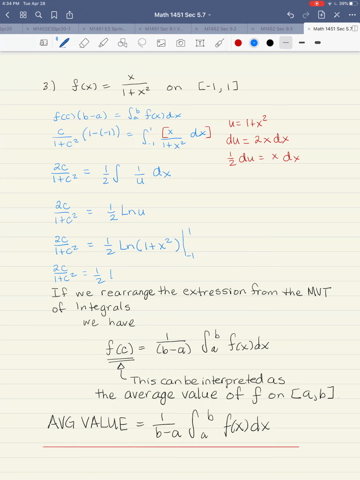I got to put those numbers in, so we'll have 2c over 1 plus c squared is equal to 1/2, this is going to be the natural log of 2, minus the natural log of 2, right? Because negative 1 squared. Oh, now this isn't so bad, because this is going to be 0 over there. So let's take it up here. We're solving 2c divided by 1 plus c squared is equal to 0. And so the only place that is 0 is where 2c is equal to 0. And that's where c is 0. By gosh, that is a nice integer value, and it's smack dab in the middle of that interval.